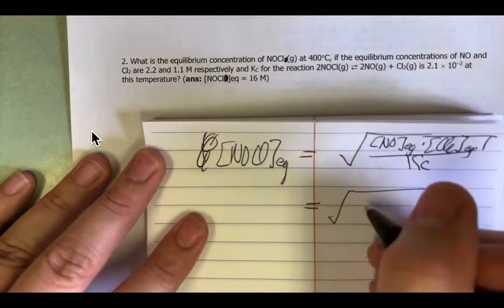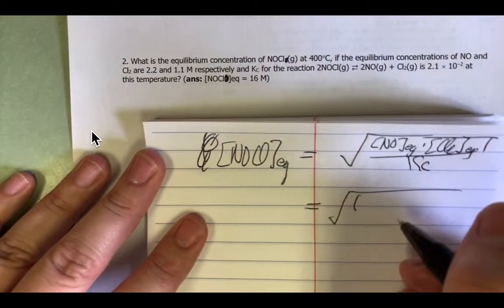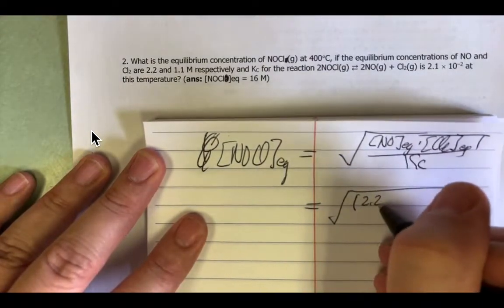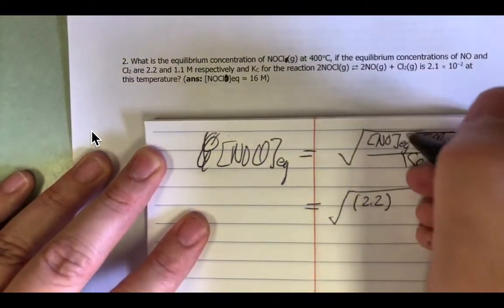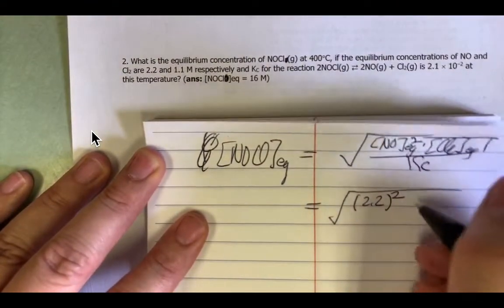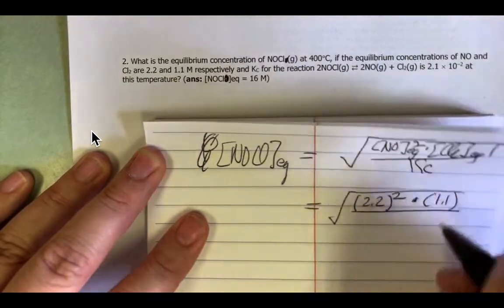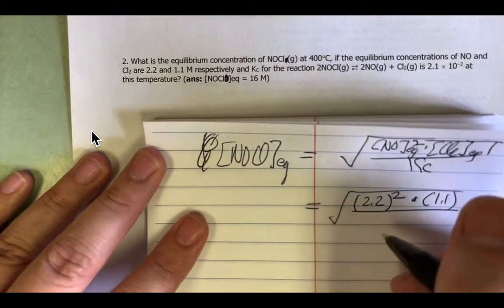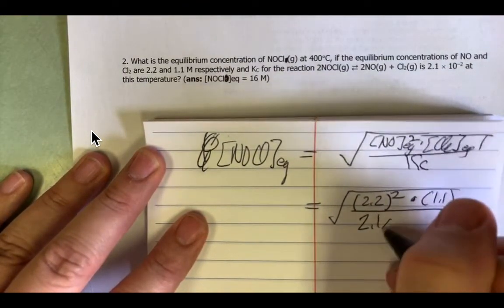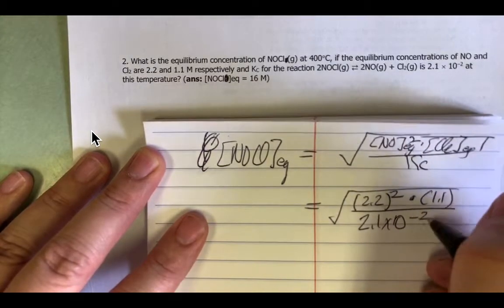Square root of, okay, need to pull out my NO. It's 2.2 molar squared times my Cl2 in the problem, 1.1, and divide that by the Kc that I've been provided, 2.1 times 10 to the minus 2.